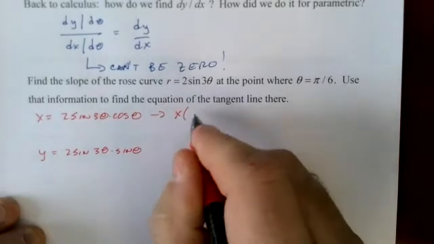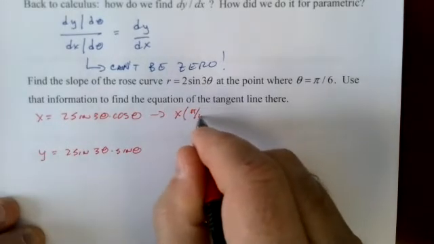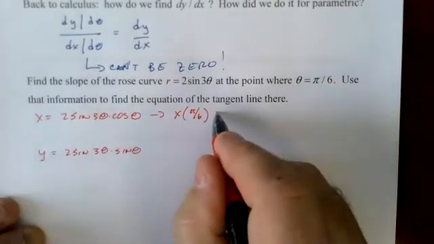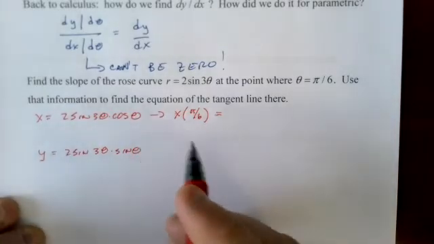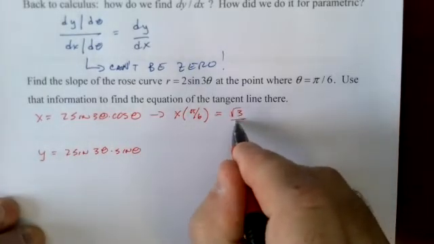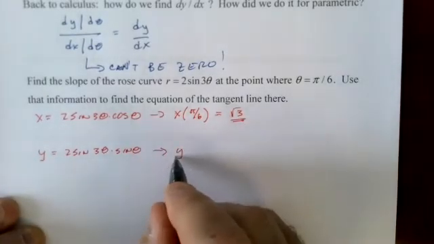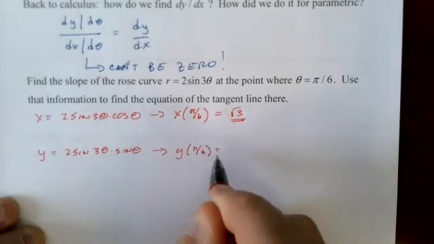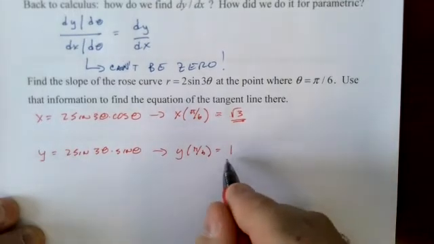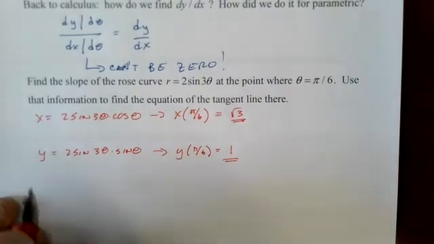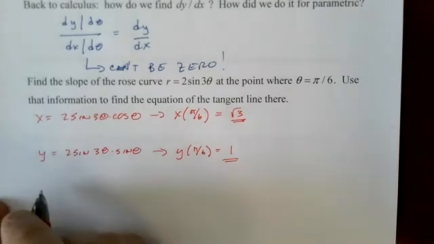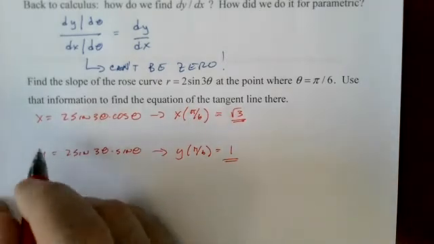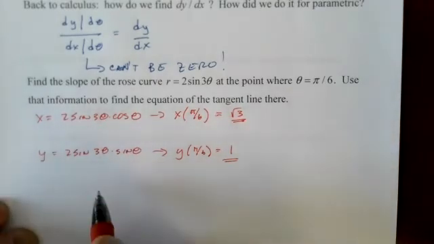X of pi over 6, put in theta for pi over 6. I'm just going to blast it out in the interest of time. Get your root 3. Y of pi over 6, get you 1. Okay, well, what's dx d theta? Well, we need to do dy d theta too. I'm not going to do all this. It's going to take forever.